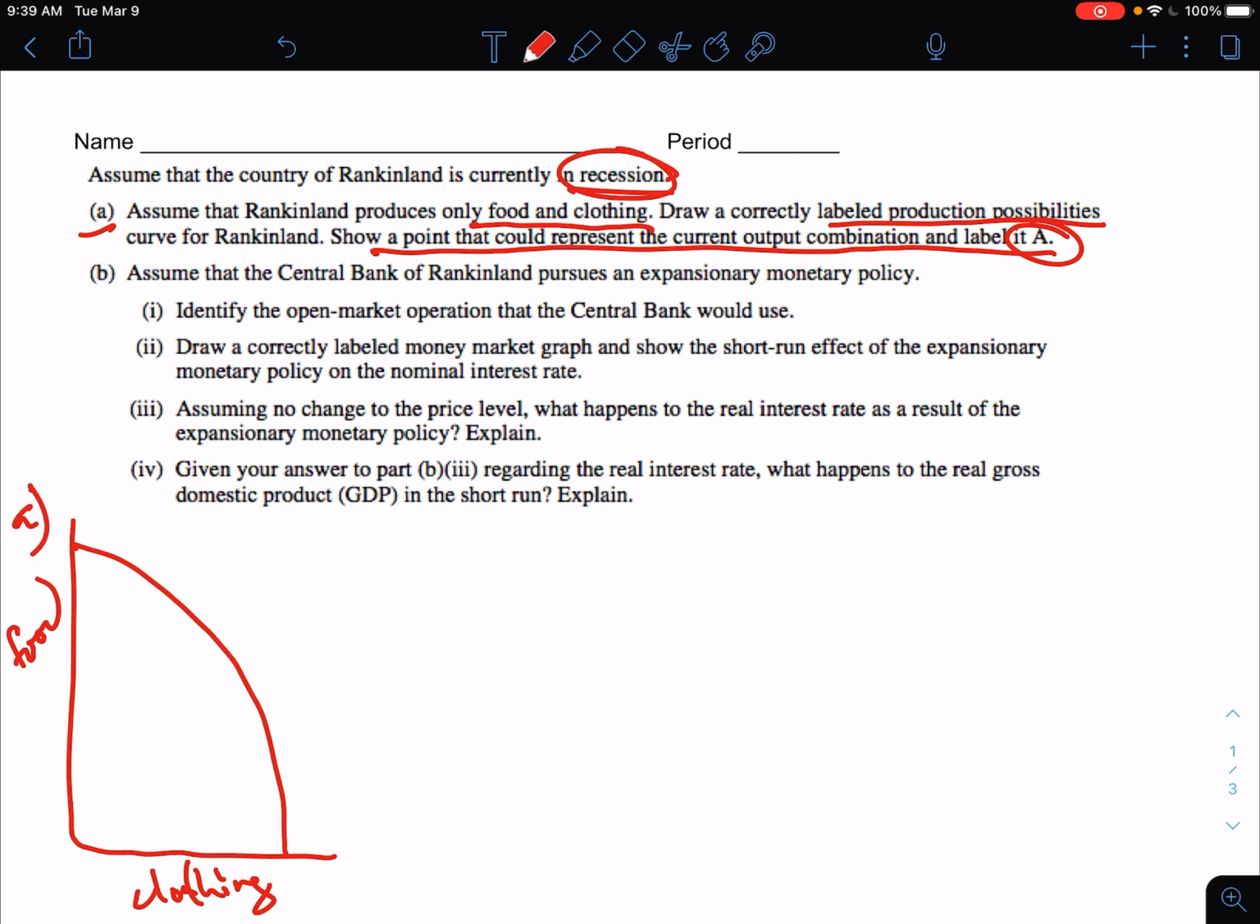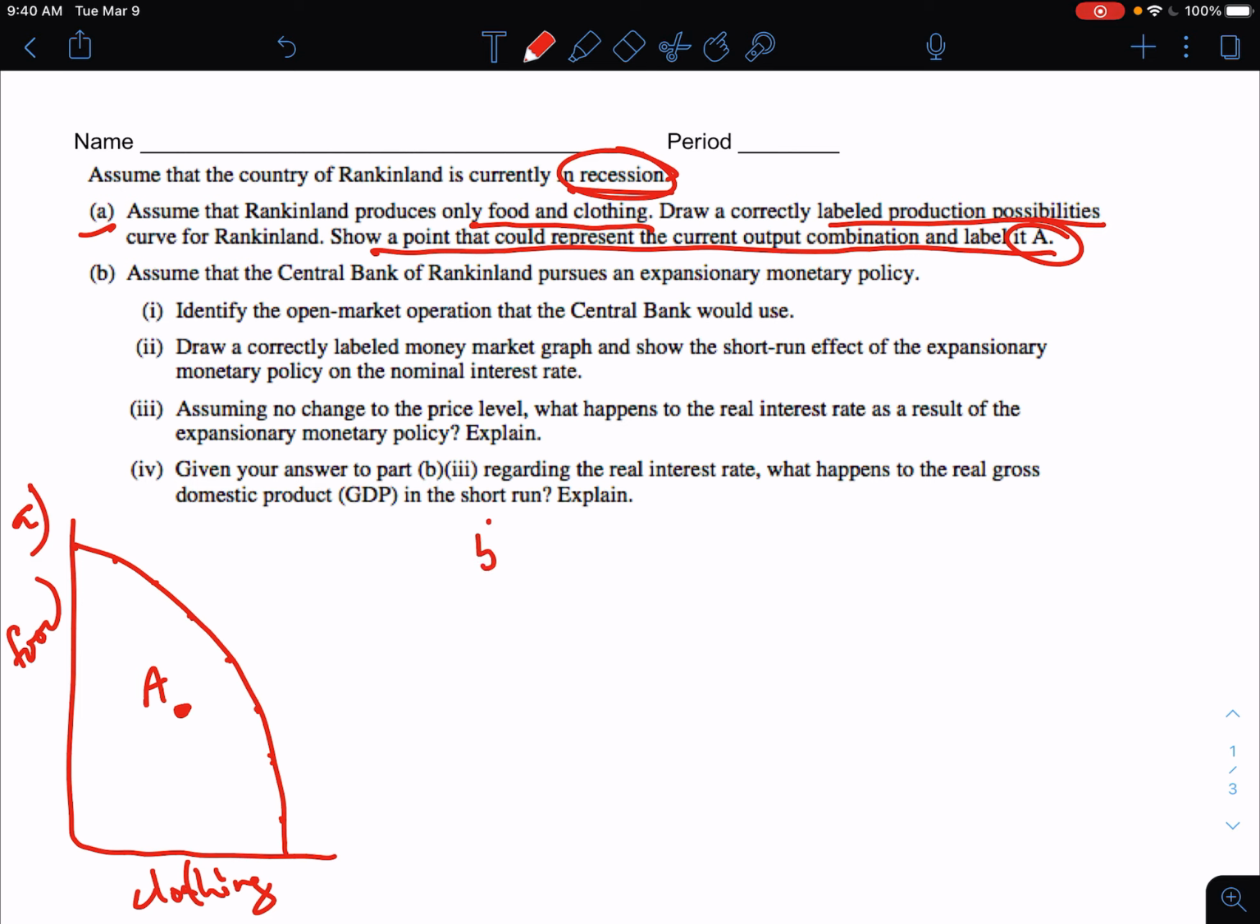The last thing about the recession, though, is that it means they are not producing as much as they could, which means that, remember, any point along the production possibilities curve means a full use of resources. During a recession, you're not using all of your resources. So that's the thing. A needs to be on the inside of that curve.